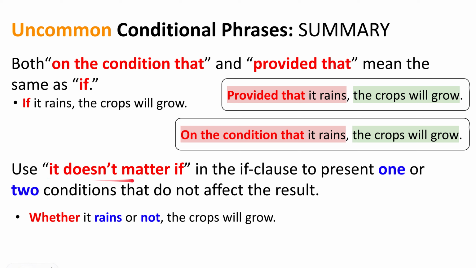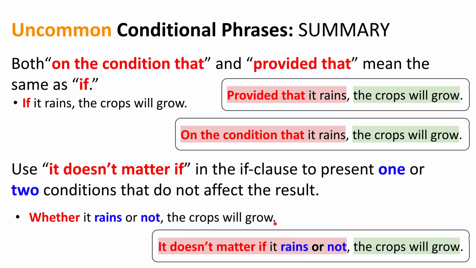Next, we use it doesn't matter if in the if clause to present one or two conditions that do not affect the result. For example, whether it rains or not, the crops will grow. It doesn't matter if it rains or not, the crops will grow.